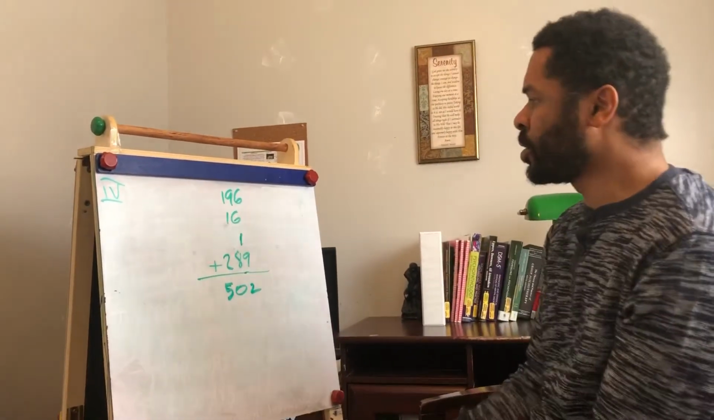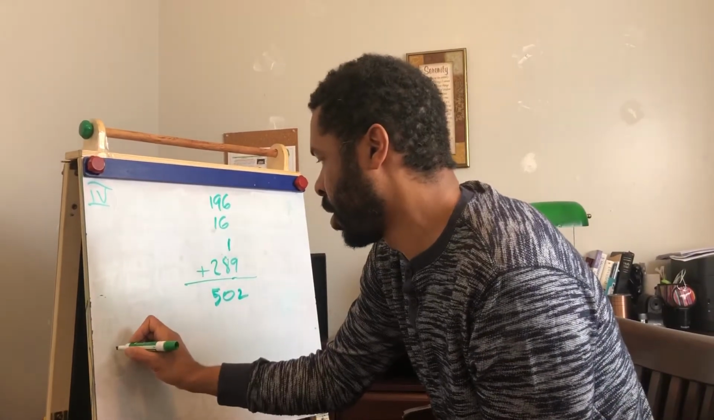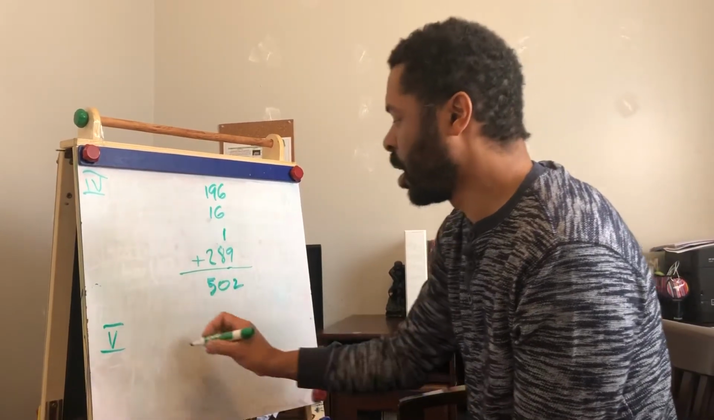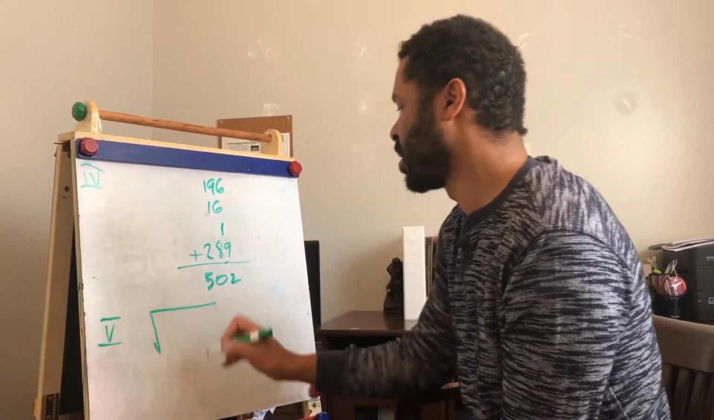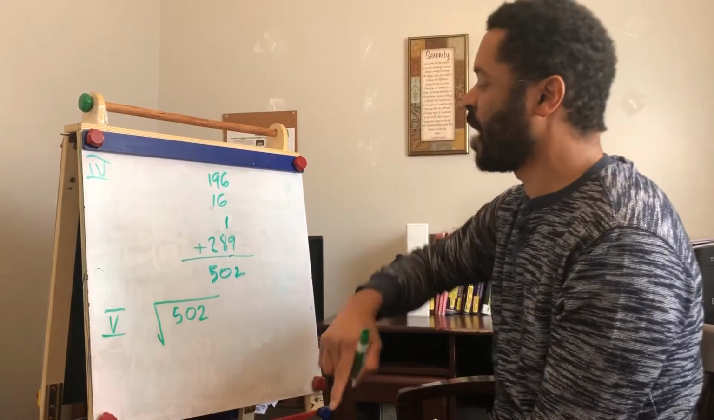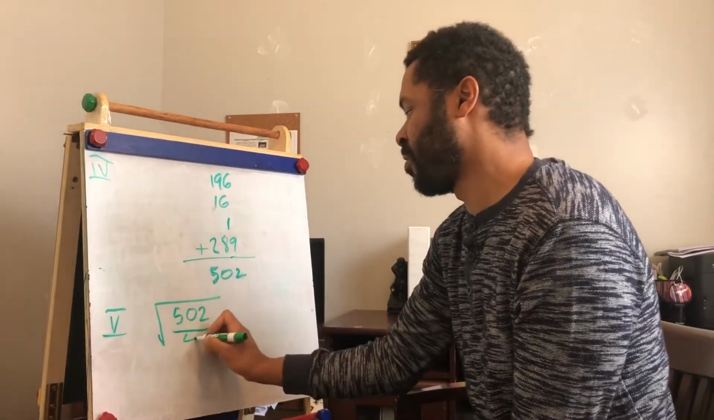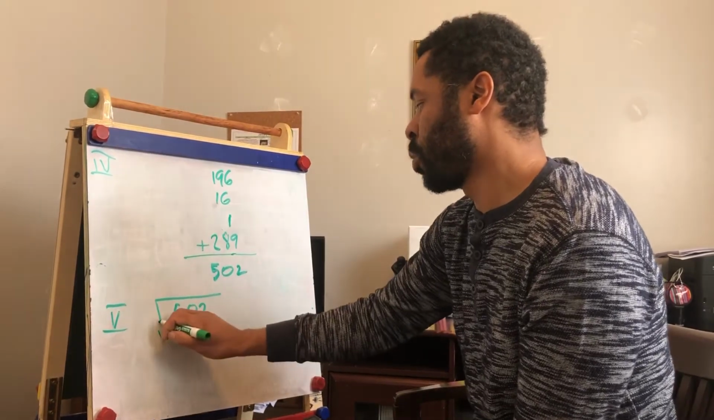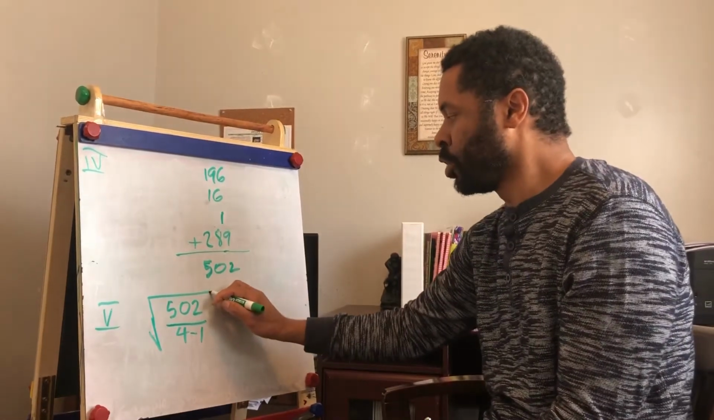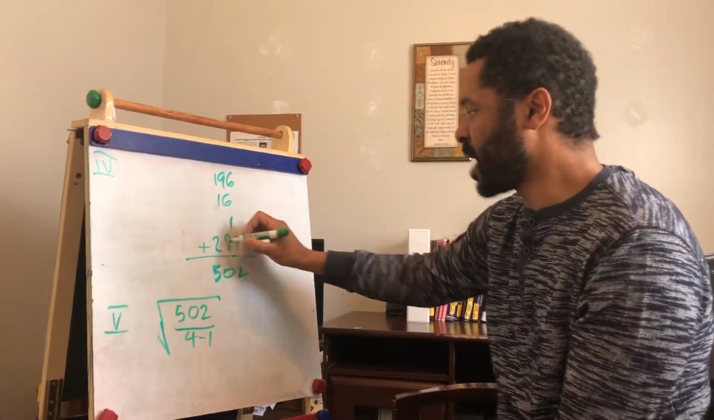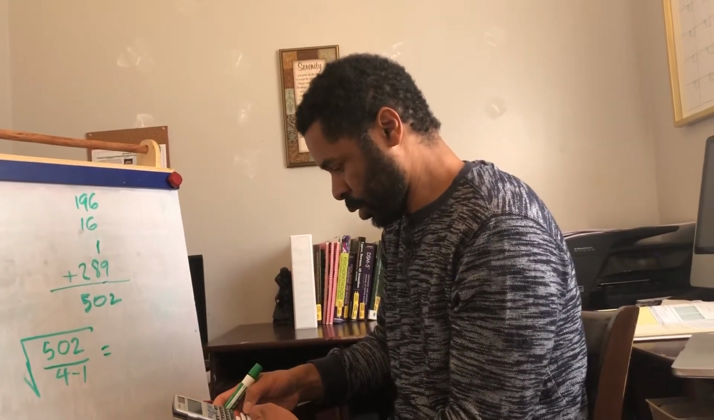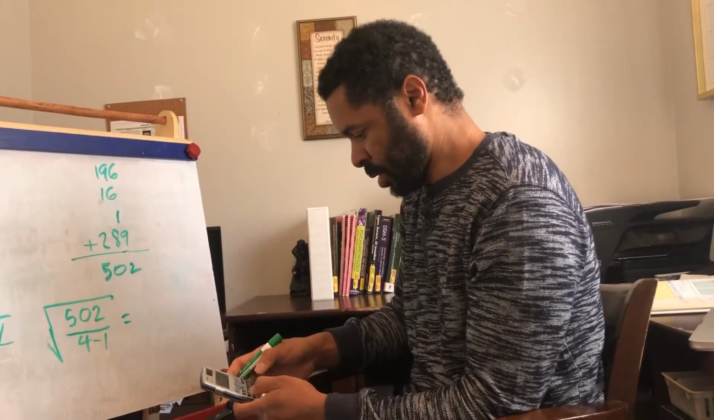All right. And so I'm going to do the same thing that I did before and take a square root. However, this time I am not going to be taking the square root of 502 divided by 4. I'm going to take the square root of this quotient, 502 divided by 4 minus 1. If you know that what you're dealing with is a sample from a larger population, you divide by n minus 1. So I get 502 divided by 3, and I'm going to take the square root of that.